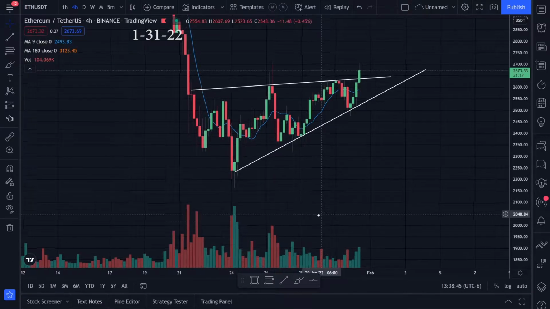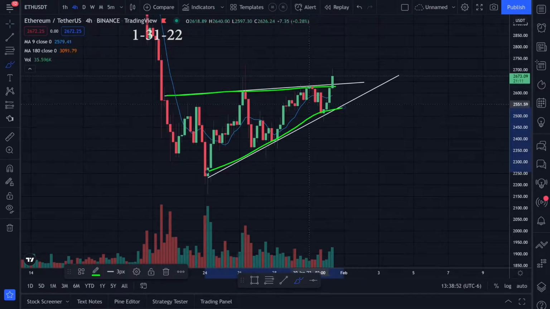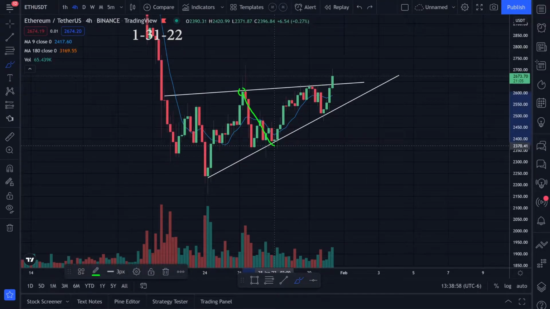Let's take a look at the chart action for Ethereum. Alright, so I'm on the 4-hour time frame right now, and here's what I'm looking at. We have these two trend lines set up like this. We have resistance, resistance, support, support. I was watching this triangle pattern, something like this.